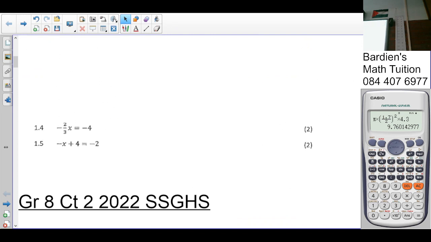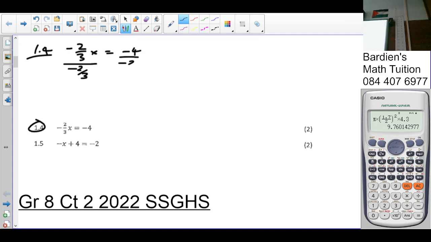In 1.4, negative 2 over 3x is equal to negative 4. There's one of two ways I can do it. I'm going to do both ways. I divide both sides by negative 2 over 3. So that's going to cancel. So x is equal to negative 4 divided by negative 2 over 3. That means tumble and multiply by 3 over negative 2. Negative times negative is positive. 2 goes into 2 once, 2 goes into 4 twice. 2 times 3 of course is 6.